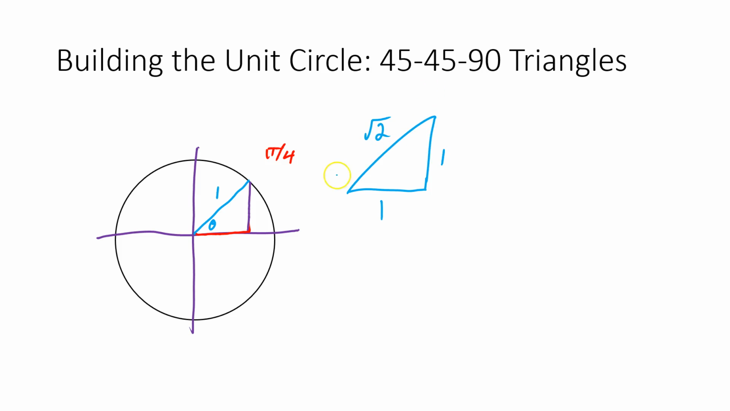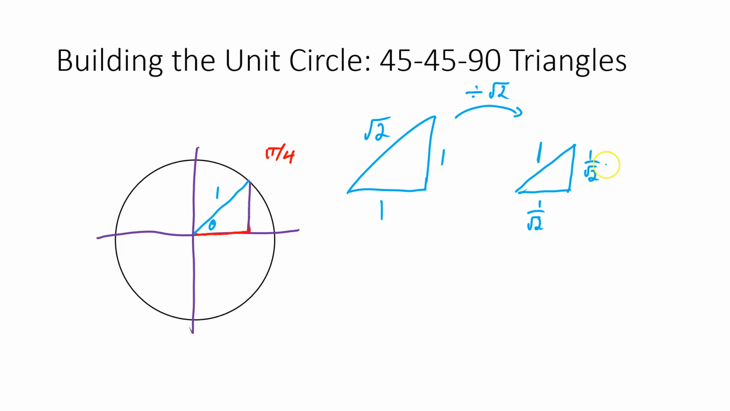Now we have to use the idea of similar triangles here, because I don't want this hypotenuse to be root 2, I want it to be 1. So we're going to divide all of the sides of this triangle by the square root of 2. That's going to make it a little bit smaller, so it fits perfectly into here. So my hypotenuse is now 1, and these two lengths are going to be 1 divided by root 2 and 1 divided by root 2.